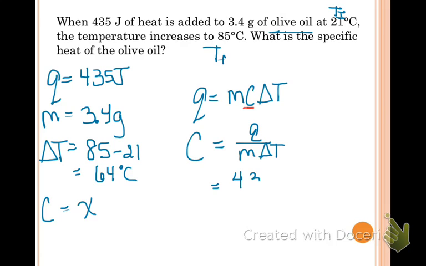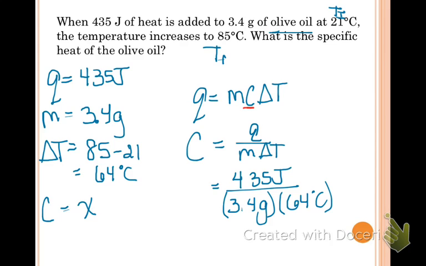So let's plug in our values. We have 435 joules for Q. The M, your mass, is 3.4 grams. And your delta T is going to be 64 degrees Celsius. All right, and at the end we have joules per gram degrees Celsius, so that's actually a unit that we want for C. All right, and get this into your calculator.